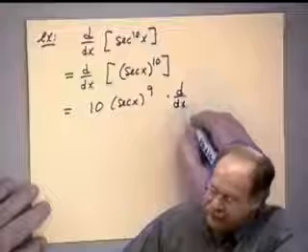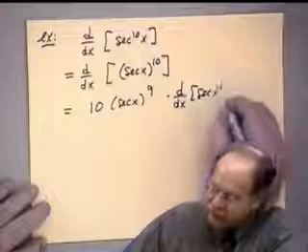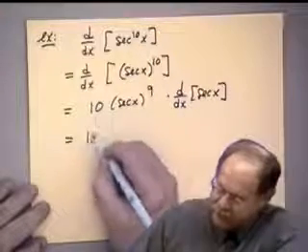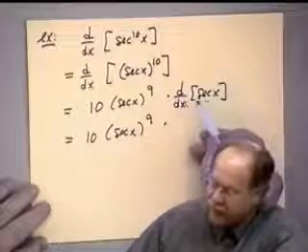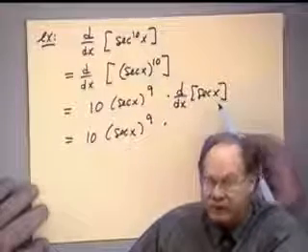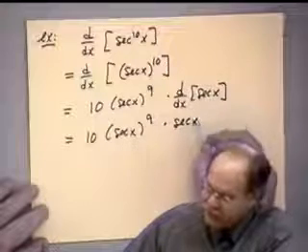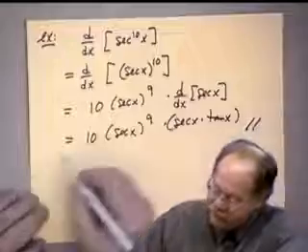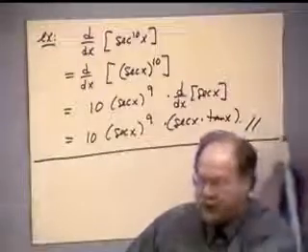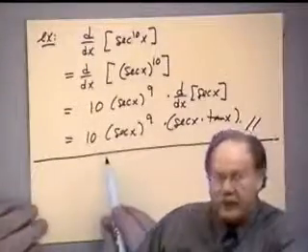So I'll write that out. I need the derivative then of the secant of x. So that is 10 times the secant of x to the 9th power times, and if you remember the derivative of the secant of x, which you should, it's secant of x times tangent of x. And that is it. That is the entire derivative using the chain rule and this generalized power rule.